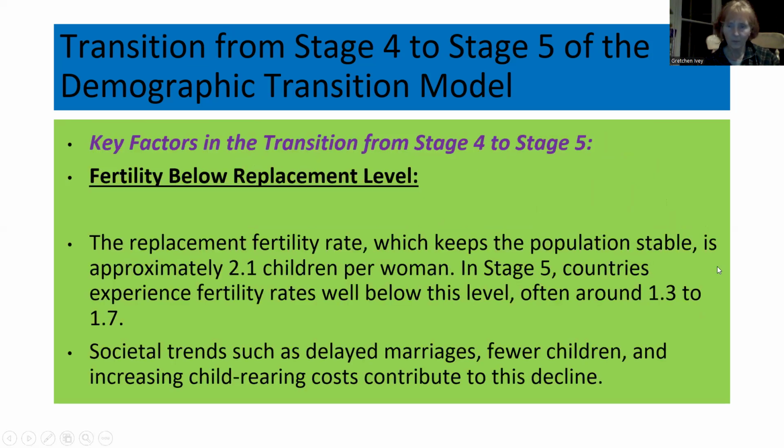Okay, so what happens when you go from stage 4 to stage 5? So your fertility is below replacement level. The replacement fertility rate, which keeps the population stable, is approximately 2.1 children per woman. In stage 5, countries experience fertility rates well below this level, often around 1.3 to 1.7. Societal trends such as delayed marriages, fewer children, and increasing childbearing costs contribute to this decline. So again, some people aren't having more children because they simply can't afford to.